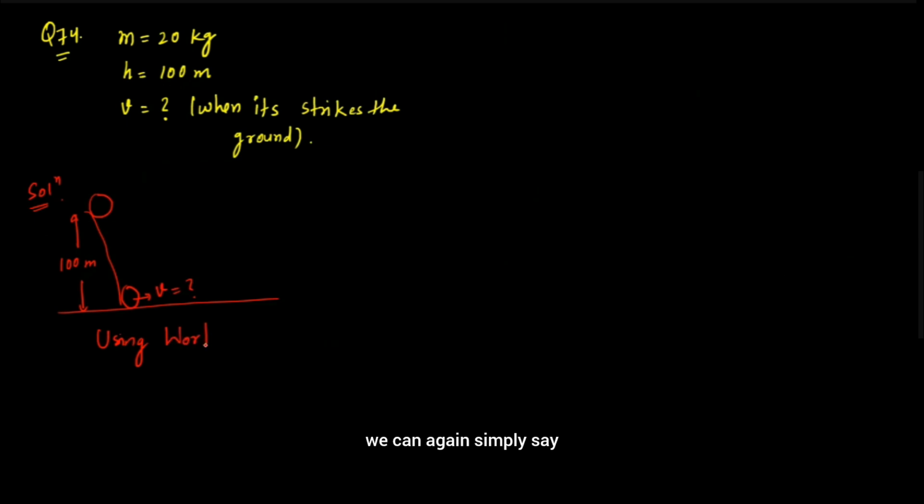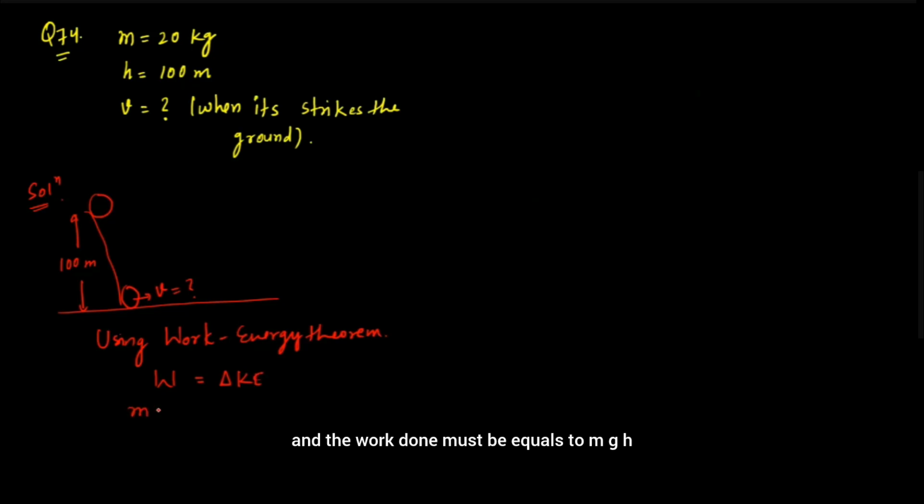So we can again simply say that using work-energy theorem, work done by this mg, I can say the gravitational force, must be equal to the change in kinetic energy, and the work done must be equal to mgh. Change in kinetic energy is going to be final minus initial. Initial must be 0. Why? Because it is supposed to be at the topmost point where it has no velocity.